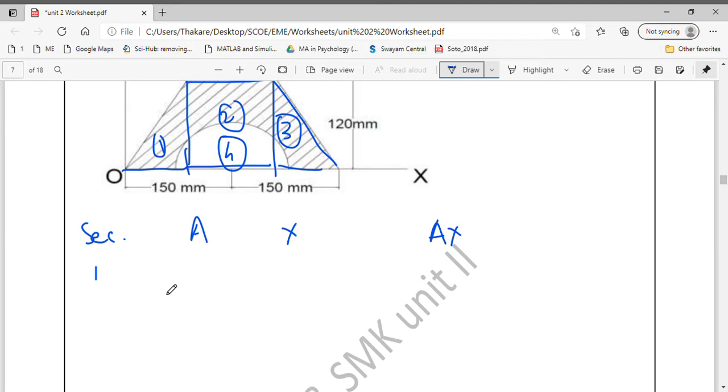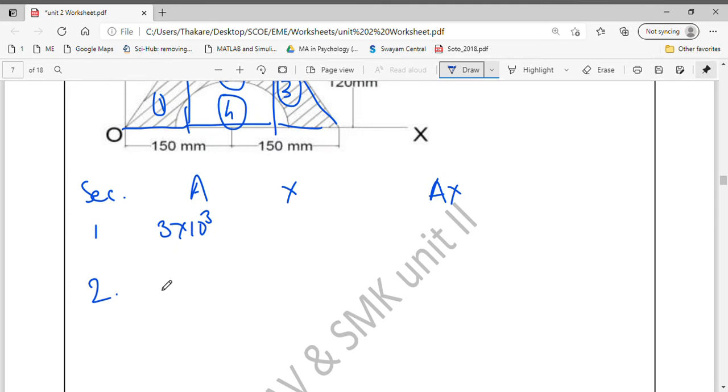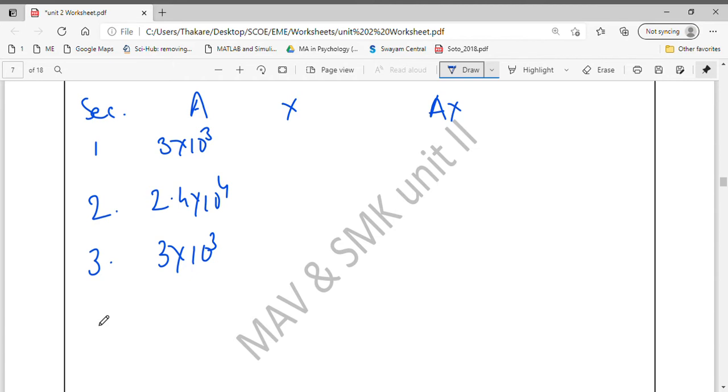Section 1 is your right angle triangle, उसका area आपका आया था 3 into 10 to the power 3. Section 2 was our rectangle, again उसका area was 2.4 into 10 to the power 4. Again you had rectangle 3 into 10 to the power 3, and at last we had a semicircle whose area was 1.57 into 10 to the power 4.